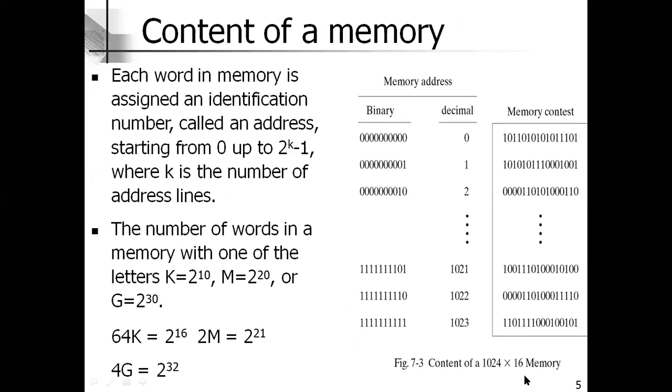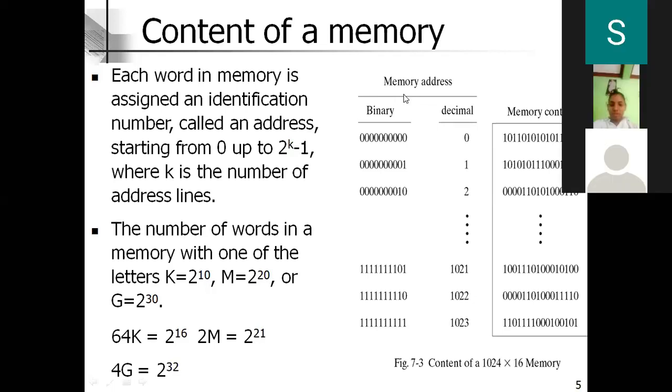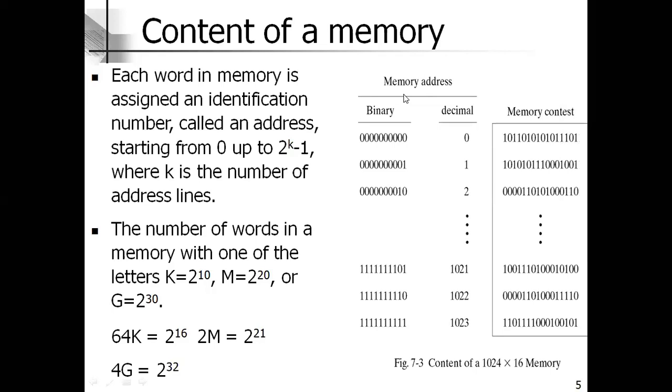Here you have to consider that each word in memory is assigned an identification number called an address, which starts from 2 power 0 to 2 power k minus 1. So this is the memory address. It can be binary as well as decimal. There are binary and decimal addresses.